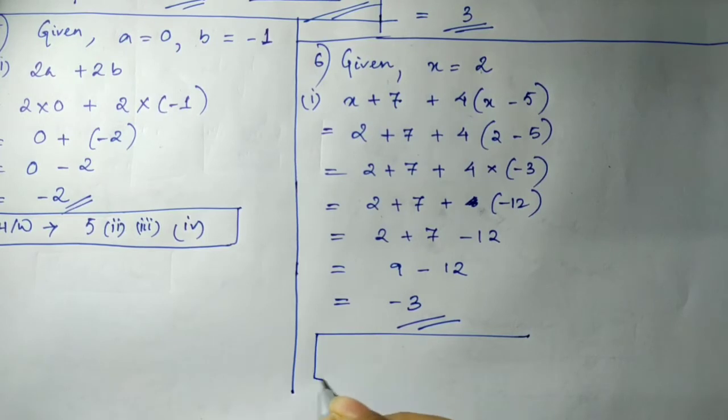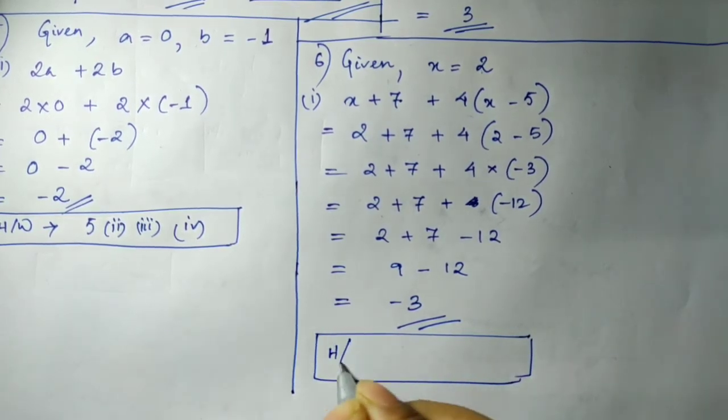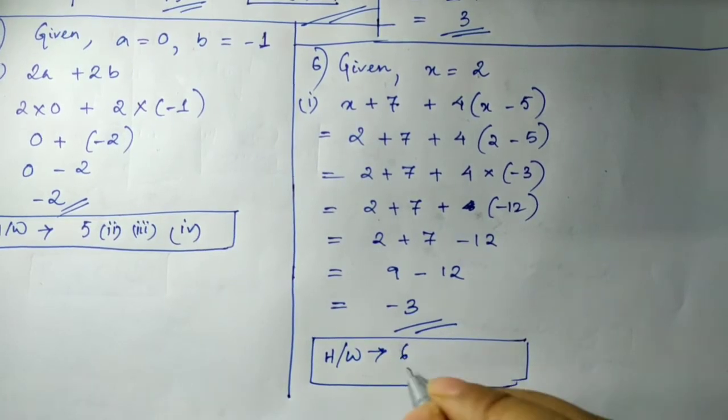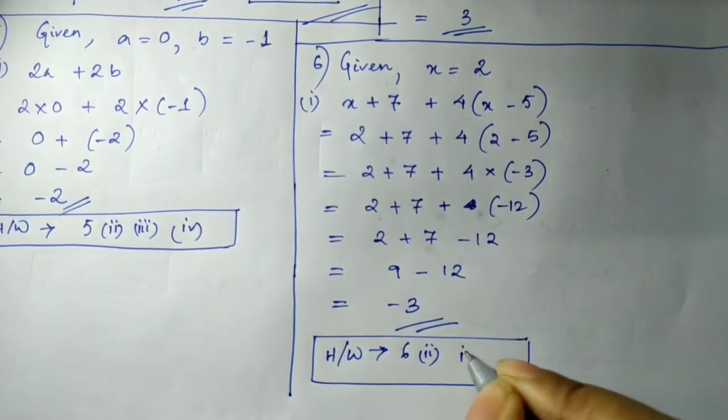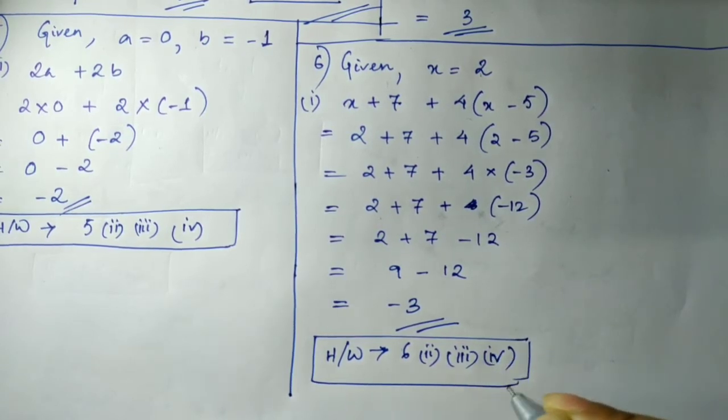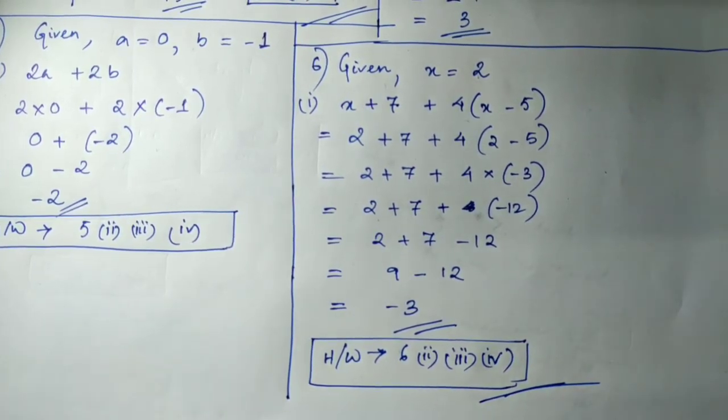So I'd like you all to try the rest of the sums, that is from question number 6, 2, 3 and 4, because it's the same way of substituting the given value and simplifying the solution. You will try this one as your homework. Now let us move on to question number 7. Again the values of x, a and b are given there.